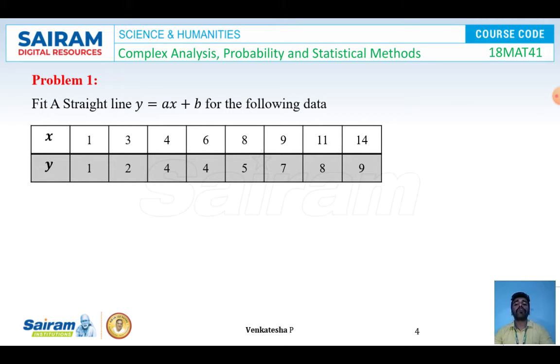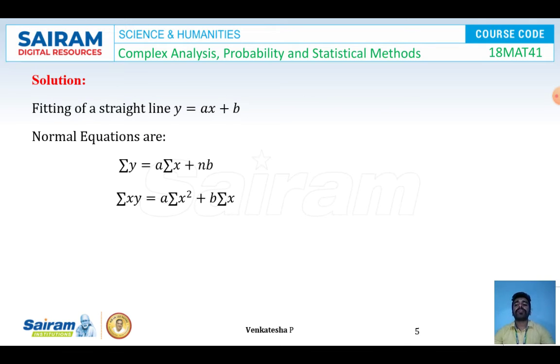The first thing is we have to frame the normal equations. So take the equation first. The straight line is given by y = ax + b. The normal equations are, by applying summation on both sides, summation y = a summation x + nb. To get the next equation, first we have to multiply by x and then apply summation. So I got summation xy = a summation x square + b summation x. So now we have to calculate the value of summation x, summation y, summation x square and summation xy.